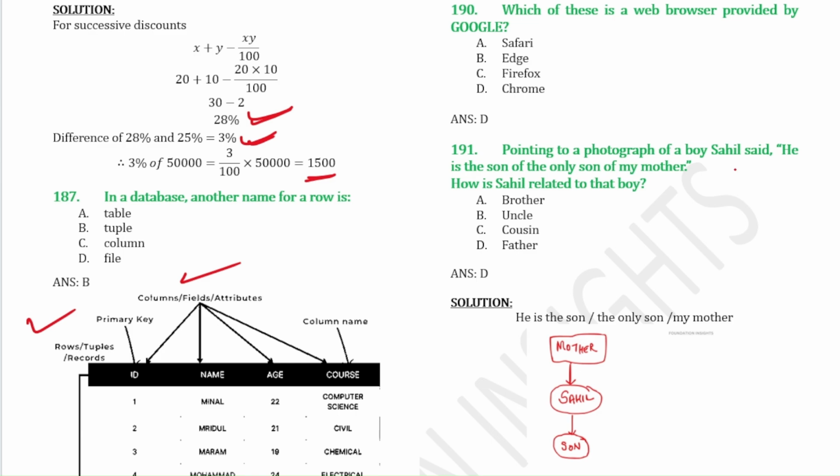Pointing to a photograph of a boy, Sahil said, he is the only son of my mother. So how is Sahil related to that boy? In this type of question, first write the statement. That is, he is the only son of my mother. Wherever there is 'of', you mark that one. You break the sentence wherever there is 'of'. So he is the son / the only son /. Now you come from the backside. My mother. Whose mother? Sahil's mother, right? Sahil is talking about his mother. So this is Sahil's mother. My mother's only son means that is Sahil, right? And then he is the son of the only son. That means they are talking about Sahil's son.